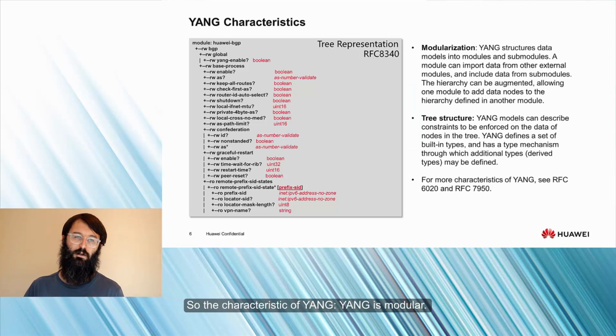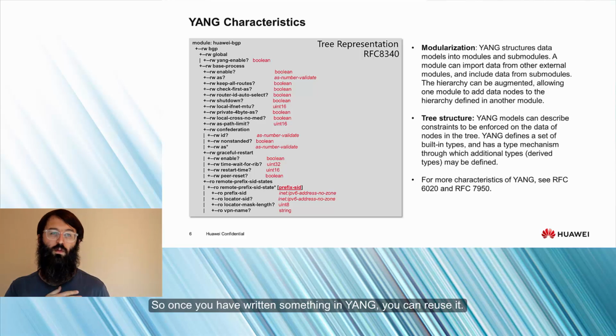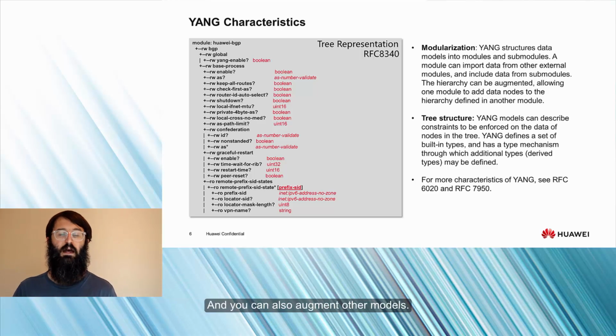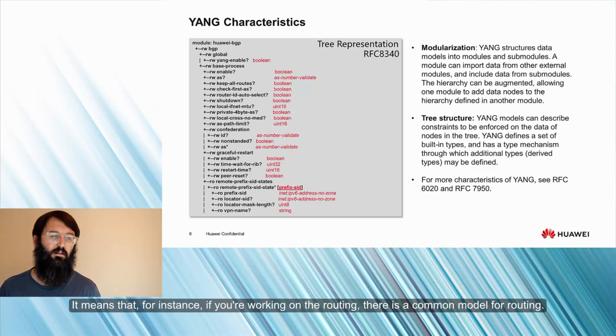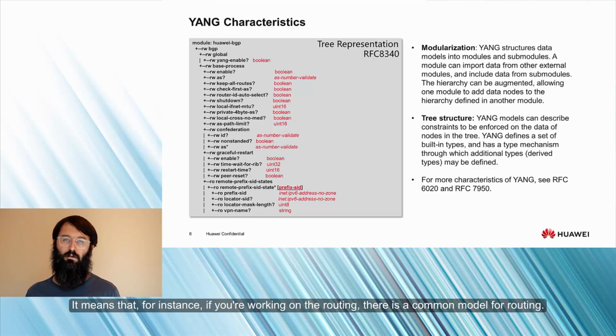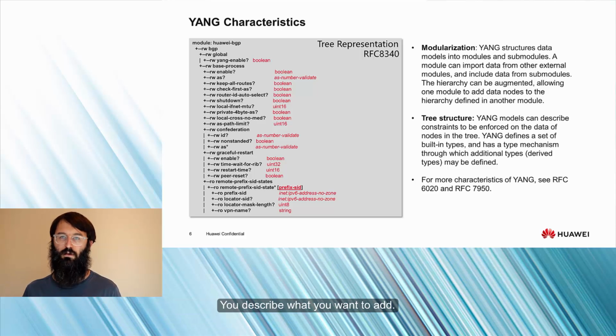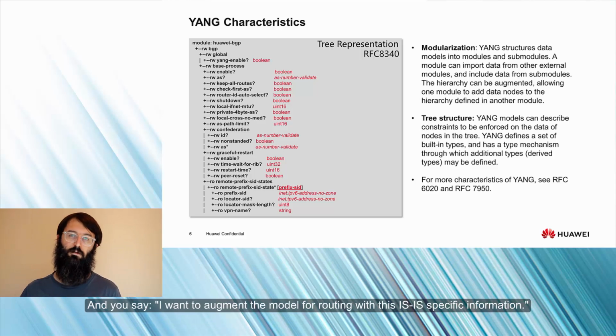So the characteristic of Yang is that it is modular. Once you have written something in Yang, you can reuse it. You can reuse stuff from other models because you can import other models, and you can also augment other models. It means that, for instance, if you are working on routing, there is a common model for routing, and if you want to have some information that is specific to ISIS, you describe what you want to add, and you say, I want to augment the model for routing with this ISIS-specific information.